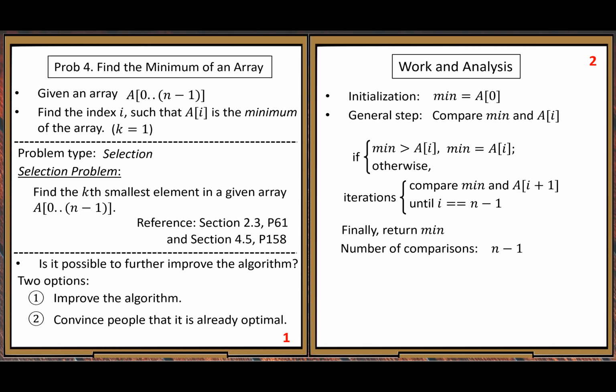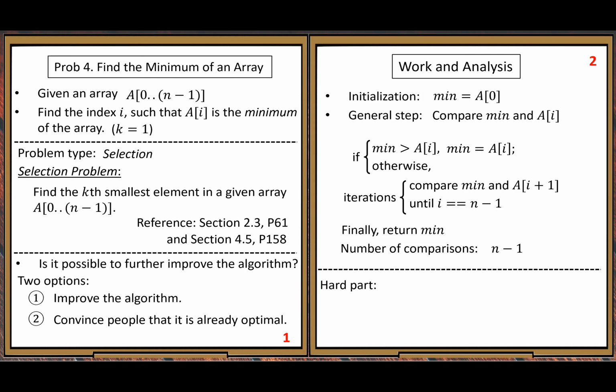But the next thing you can do, convince people that it is already optimal. The current algorithm is already optimal. Nobody can improve it. That's the main topic of this part, optimality. So here we need to look at the optimality issue for this simple algorithm. Is it already optimal? It looks not that easy. The optimality looks not that easy.